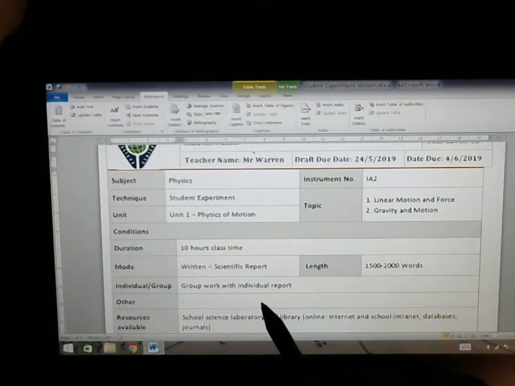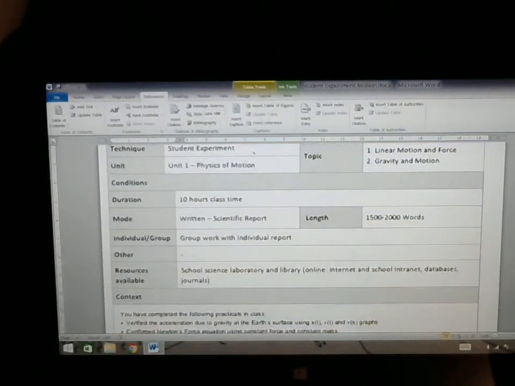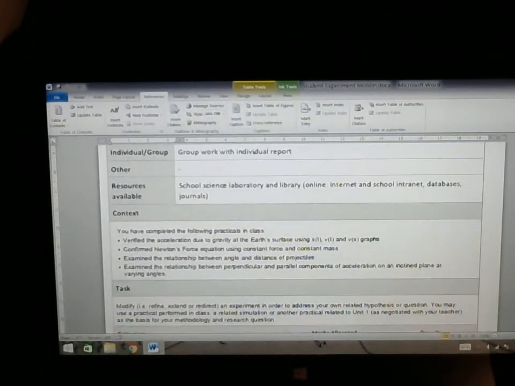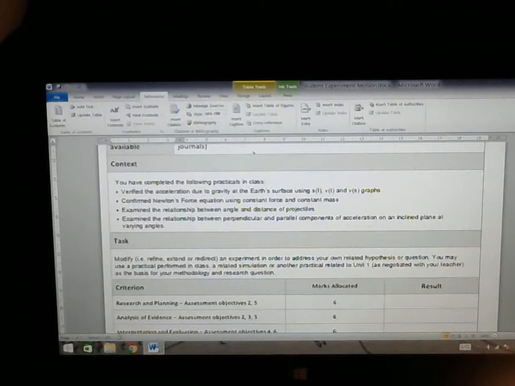Note, it is group work within individual report. You must submit your own report. And typical resources that we can use. So the context of this is that we have done some practice in class. So here are the four for physics. We can see we have verified acceleration due to gravity. We've confirmed Newton's force equation. We've examined the relationship between angle, distance, and of projectiles. And we've examined the relationship between perpendicular and parallel components on an inclined plane. Now, your context may look different depending on whether you are doing biology or chemistry. However, you would have some practice that you've already done.